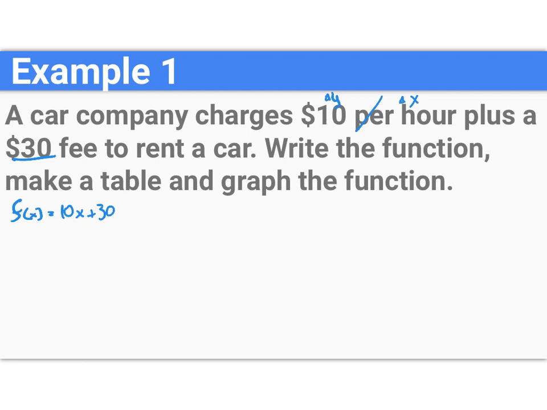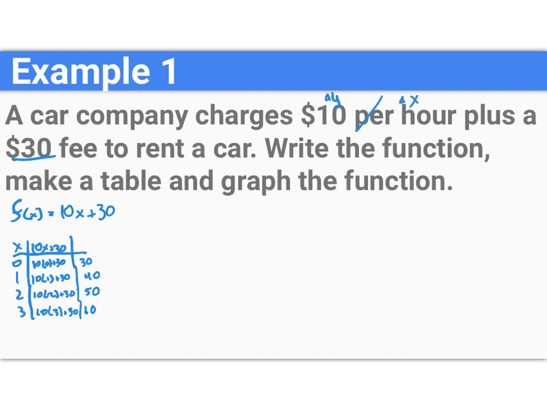Write the function, make a table. So we got practice in that in the last lesson. So you put 0, 1, 2, 3 in, and 10 times 0 plus 30 is 30. 10 times 1 plus 30 will give you 40. 10 times 2 plus 30 will give you 50. 10 times 3 plus 30 will give you 60.